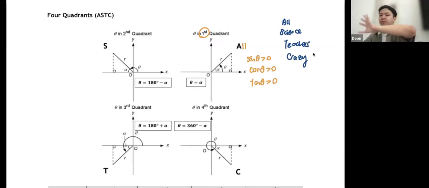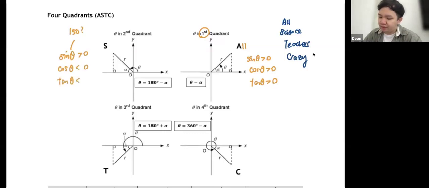But as you move from quadrant to quadrant, there will be some ratios that give you a negative answer. For example, if I have an angle theta that is, let's say, 150, then sine is positive, and this will be the only positive one. The other two ratios will be negative, so cosine theta will be negative and tangent theta will be negative. This is for sure. As long as the angle lies within that quadrant, it will definitely follow this ASTC.